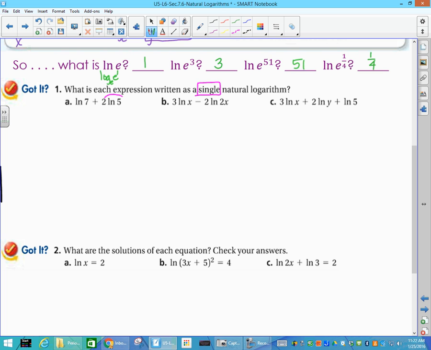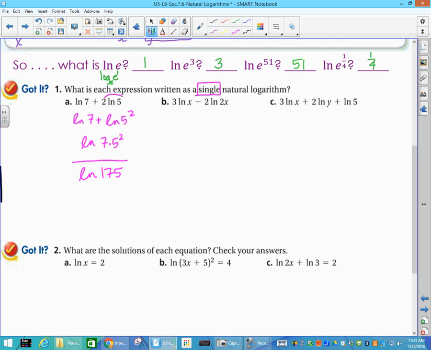First thing we got to do is get rid of that number and make it the exponent. So that gives us ln of 7 plus ln of 5 squared. How do we bring together addition? It's going to be ln of 7 times 5 squared, and that becomes ln of 175.